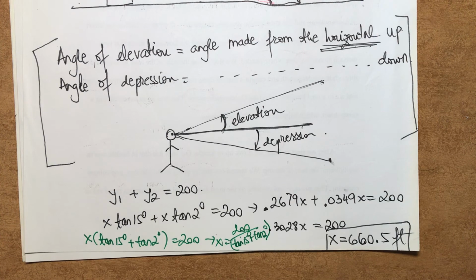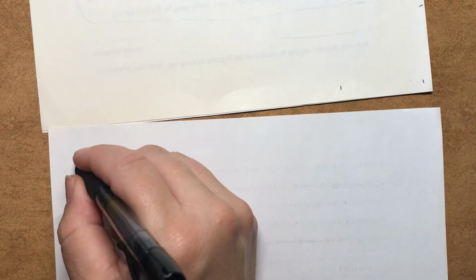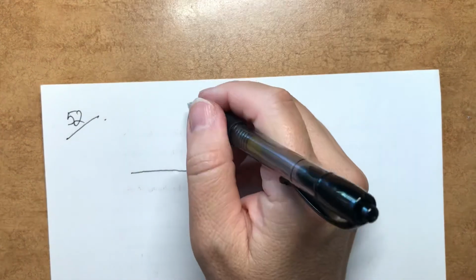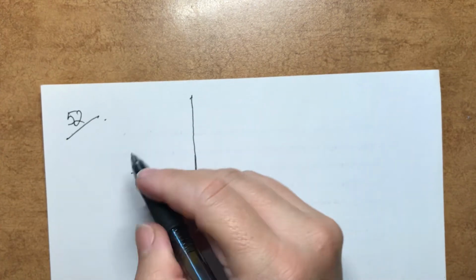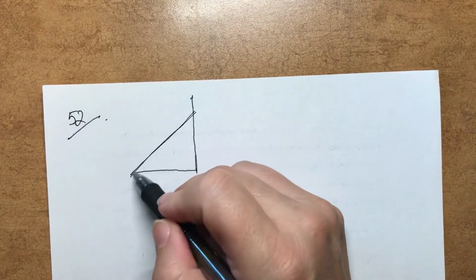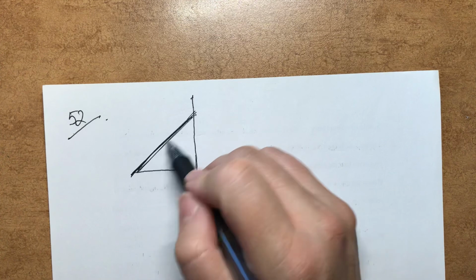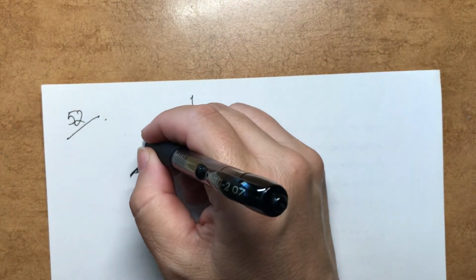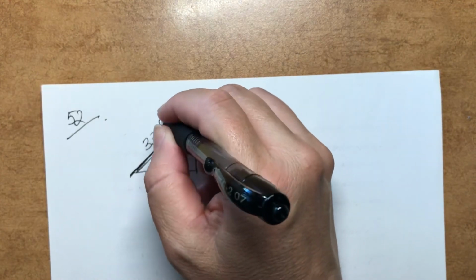Okay. All right. Let's see. Yeah, we can continue. And here's problem 52. It's a story about a ladder that leans up on a side of a building. So always draw a picture. It says a ladder leans up on a side of a building. And the ladder is 33 feet long.